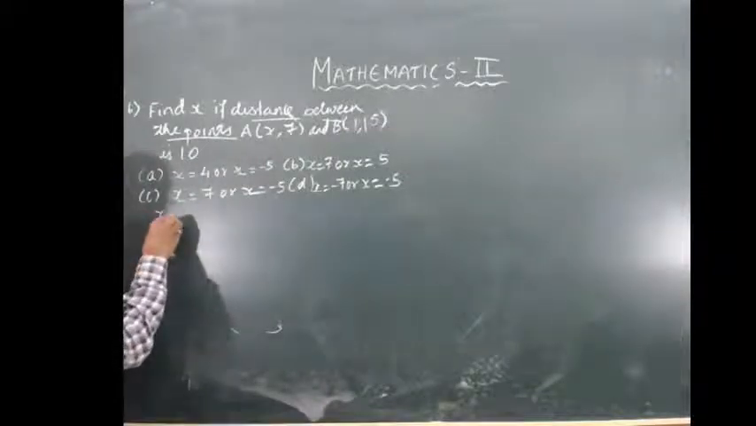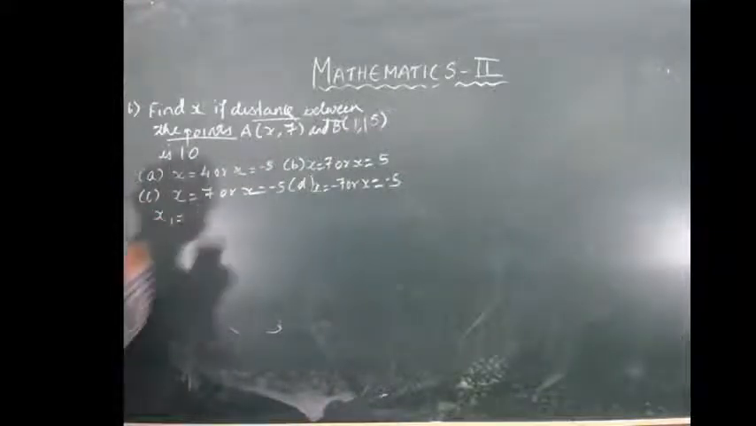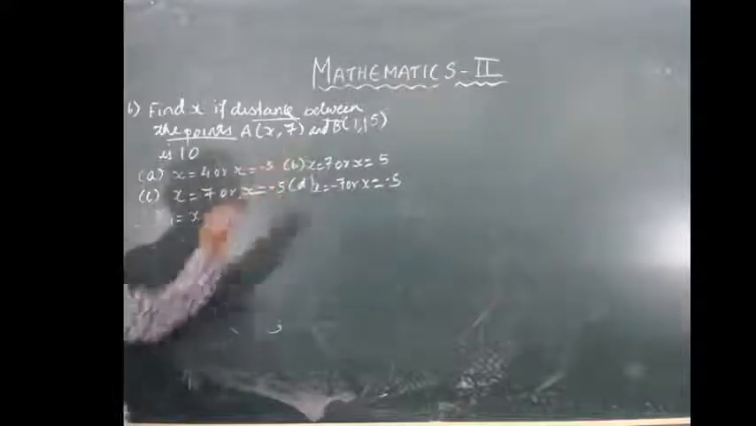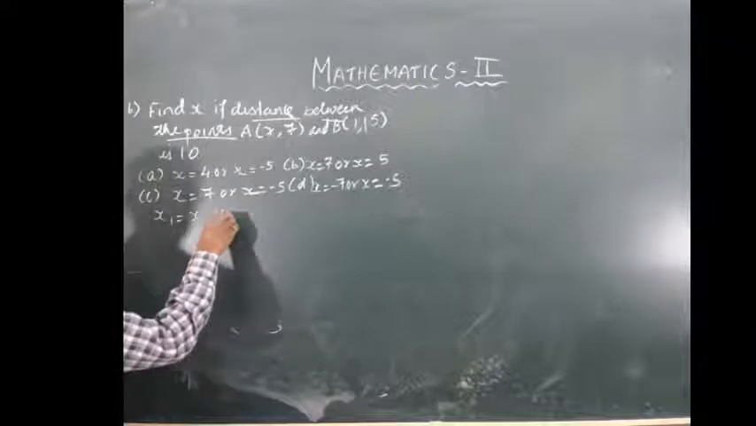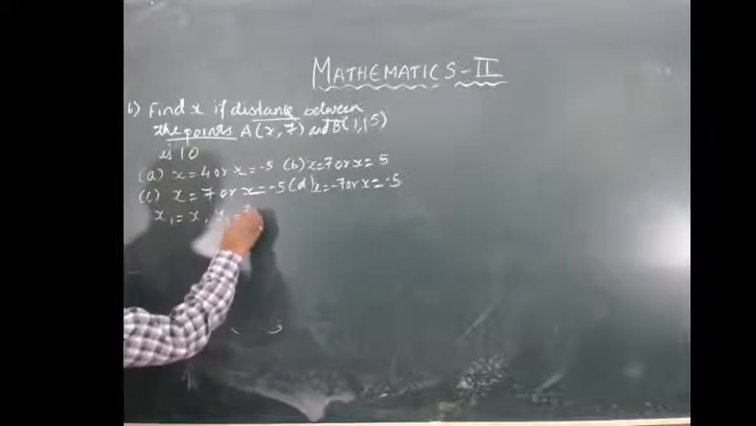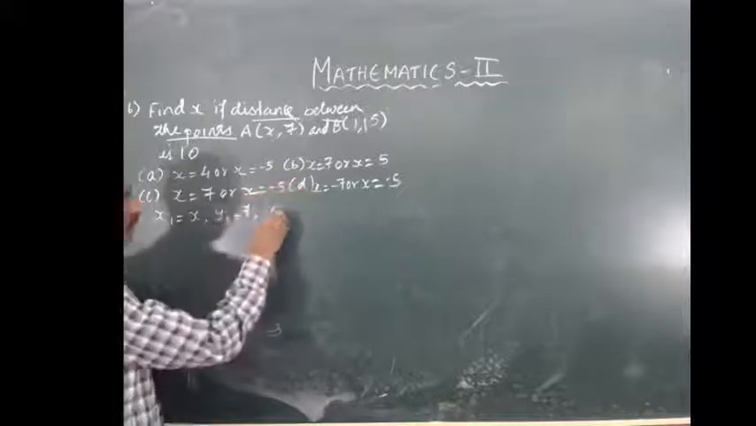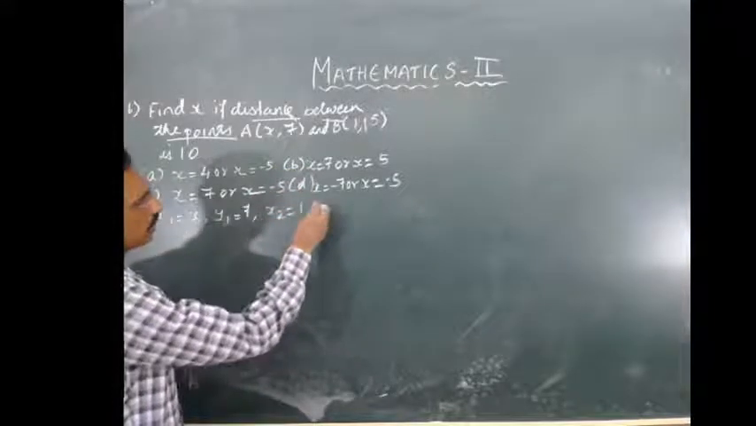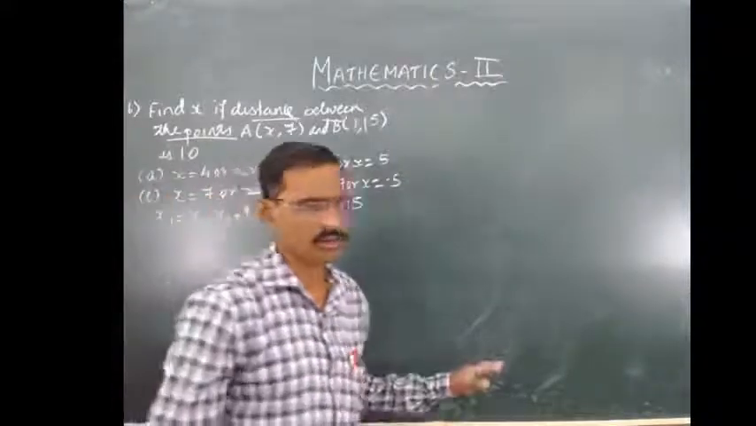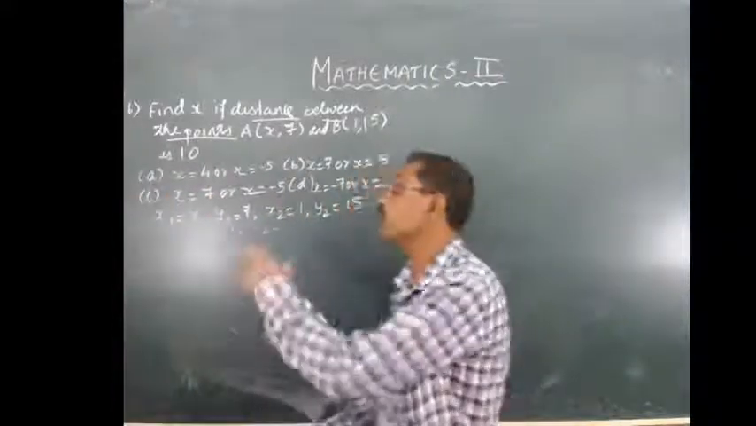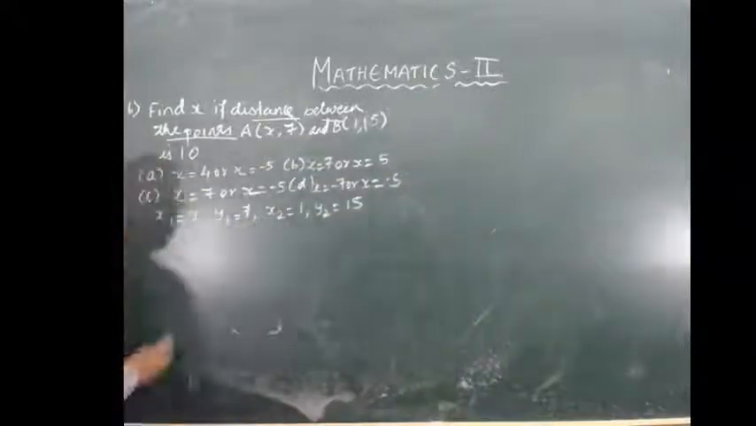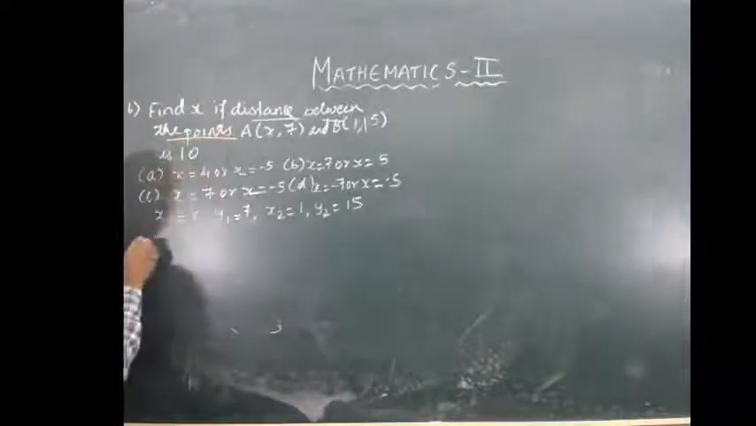Before this, what is x1 given to me? It is x. What is y1? 7. So x1 is x, y1 is equal to 7. What is x2 given to me? x2 is equal to 1, y2 is equal to 15. Half the first thing is solved. Now we are going to use the distance formula to find the distance between A and B.